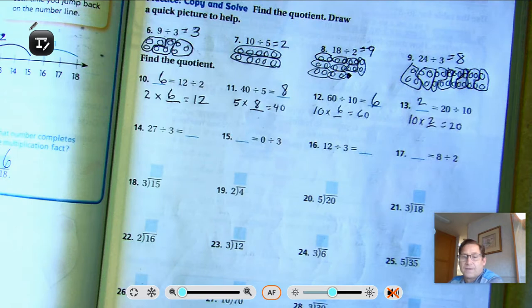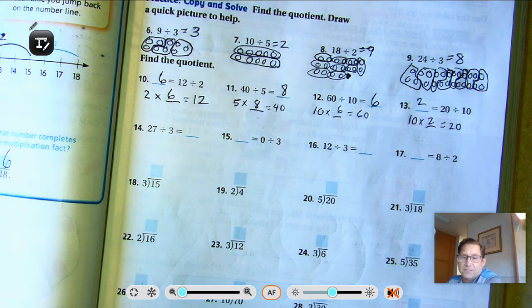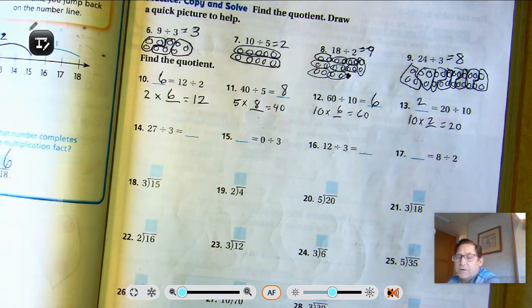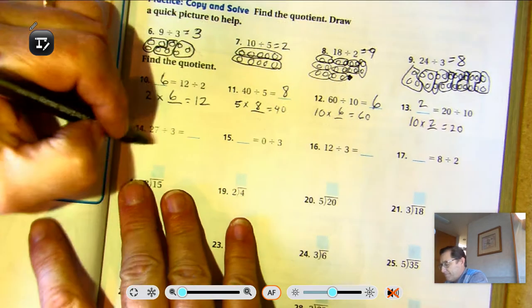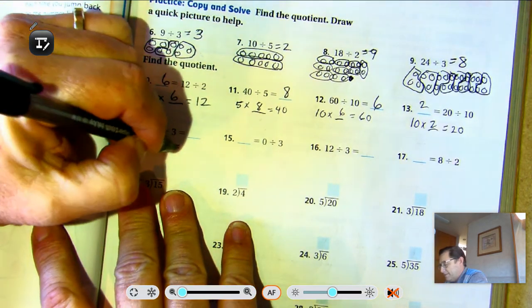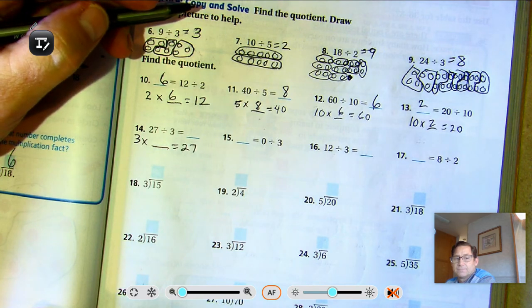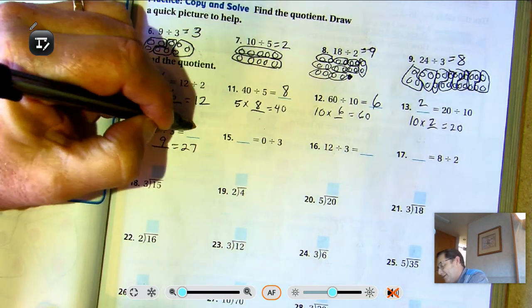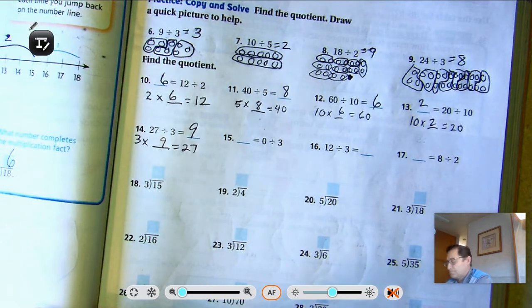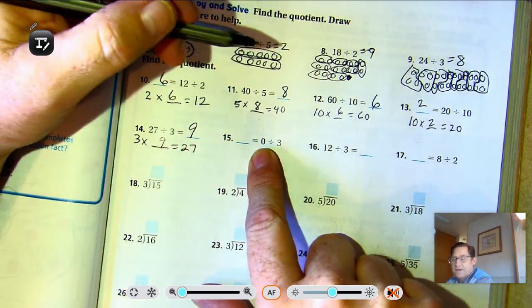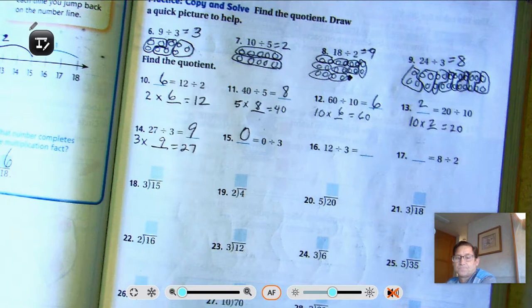2. Could you draw a picture? Yes. Could you use a number line? Yes. Again, the easiest way is to use a multiplication fact. 27 divided by 3. 3 times what is 27? 9. 3 times 9 is 27. Any number, 0 divided by any number is 0.